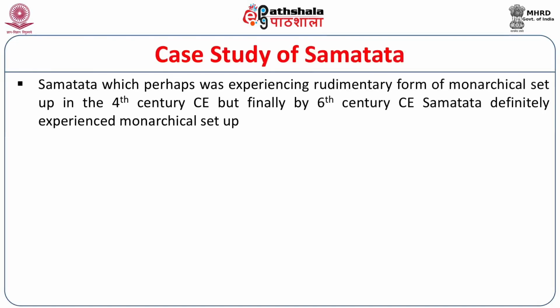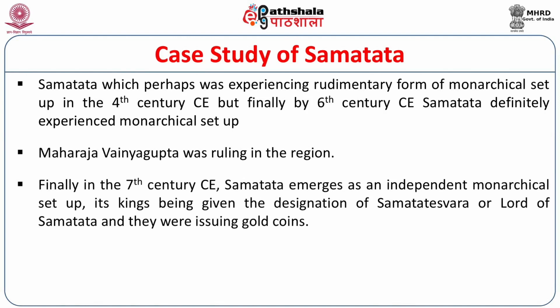Samatata, which perhaps was experiencing a rudimentary form of monarchical setup in the 4th century, but finally by the 6th century definitely experienced a monarchical setup. We have this Maharaja Vainyagupta who was ruling in the region, and finally in the 7th century we find that Samatata emerges as an independent monarchical kingdom, its kings being given the designation of Samateshwara or Lord of Samatata, and they were issuing gold coins.